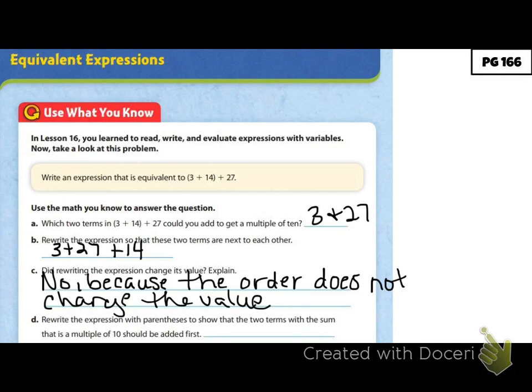So D says rewrite the expression with parentheses to show that the two terms with the sum that is a multiple of 10 should be added first. So parentheses say I come first, so we would just put the 3 plus 27 inside the parentheses and then add the 14 to the end.